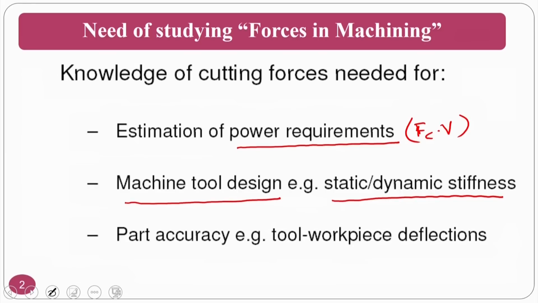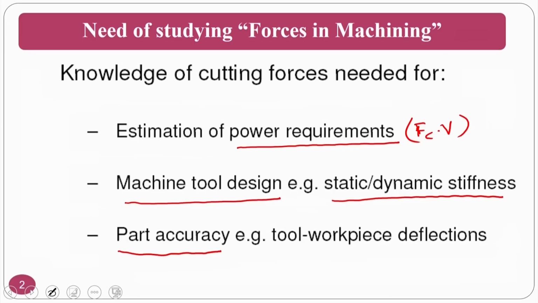Part accuracy and tool-work deflections. Part accuracy is also important. If I can calculate the forces experienced by the tool during machining, and if there is any deflection of the tool, then there will be a problem and the part accuracy goes bad. So for that purpose, one has to calculate the forces, to maintain no deflection or minimal deflection in the machining operation.